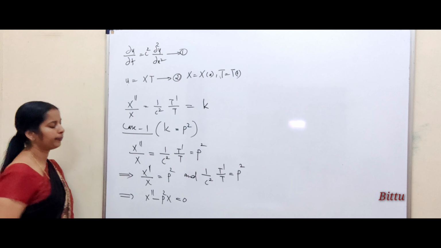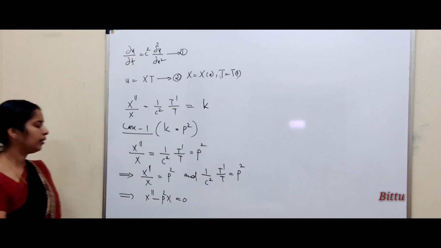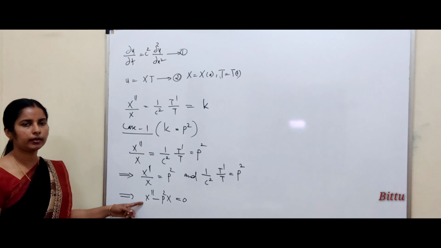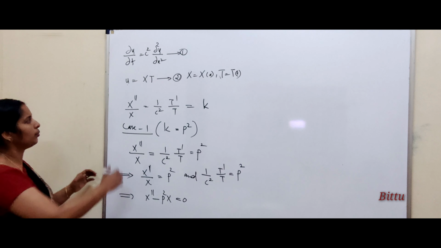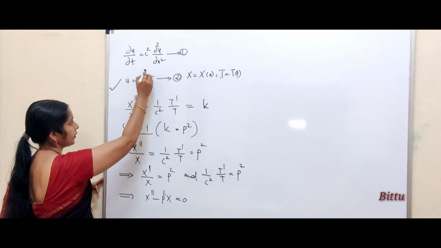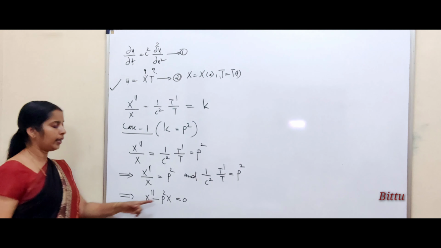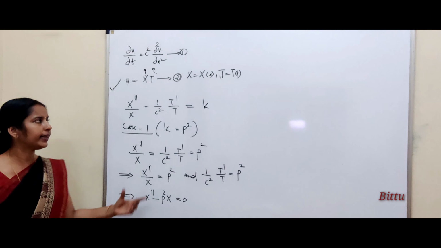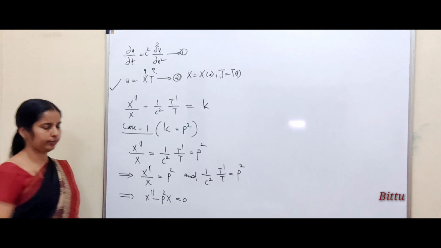It is a differential equation with constant coefficients. Next, we have to solve this equation. We assume u equal to X times T to be the solution, so we have to find X and T. Now we have a differential equation, and by solving it, we will get the value of capital X.